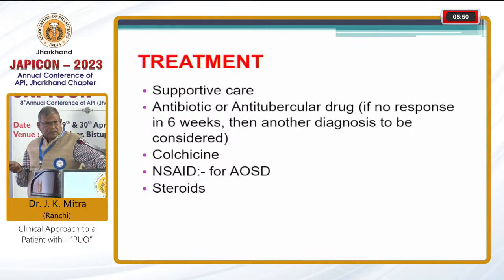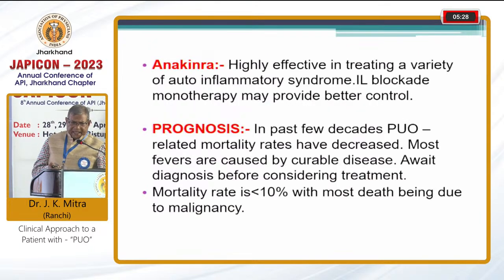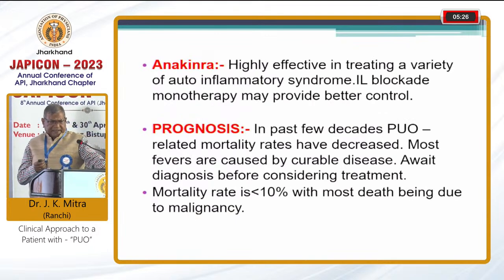First of all, supportive care all the time. Antibiotic or anti-tubercular drug. If no response in 6 weeks, then another diagnosis should be considered. Colchicine is helpful, especially if it is a post-COVID fever. NSAID for AOSD, and a steroid. Anakinra is highly effective in treating a variety of autoinflammatory syndromes; this interleukin blockade monotherapy may provide better control.